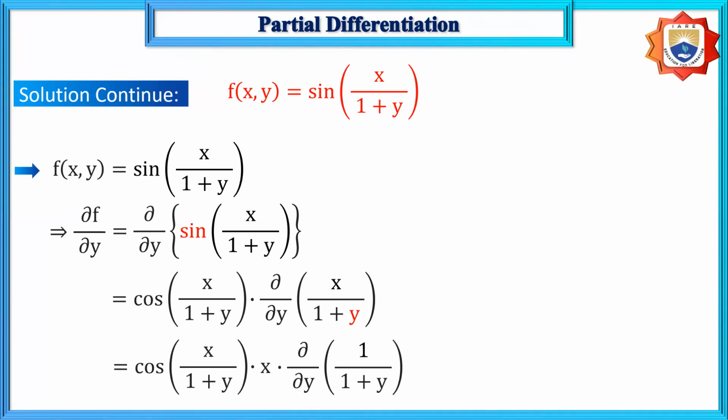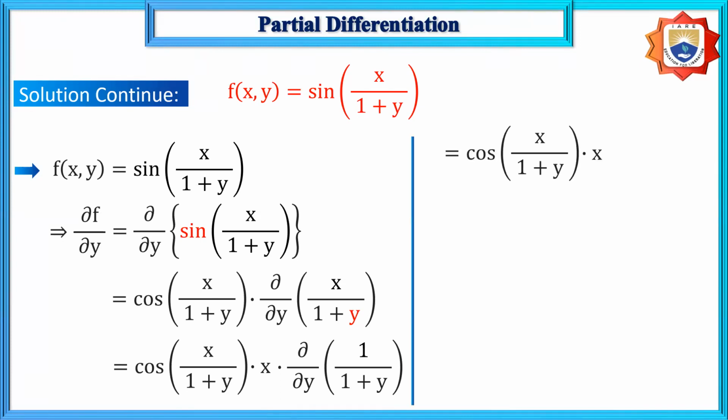That is according to d by dx of 1 by x, that is minus 1 by x square. Same like that here also, dou by dou y of 1 by 1 plus y is minus 1 by 1 plus y whole square. Therefore, it is cos of x by 1 plus y into x into minus 1 by 1 plus y whole square. Thank you. Actually, it is a basic formula. That means if you are unable to recall this, even from the intermediate level or 10th class level, because here the formula involved is d by dx of 1 by x, which is nothing but minus 1 by x square. But here x is 1 plus y. Therefore, dou by dou y of 1 by 1 plus y is equal to minus 1 by 1 plus y whole square.